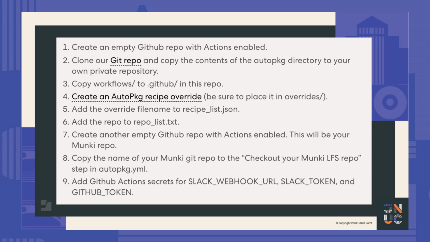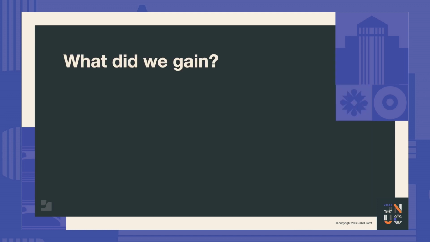And that's actually why I'm here today, because I wanted to give you a deep dive and go step by step through the GitHub Actions workflow to set up a very basic AutoPkg workflow using GitHub Actions. So you can hopefully, if you choose to implement it, do it in a quarter of the time, or maybe even less. Before I dive into that, I wanted to briefly cover what we gained and why this is such a vital process to implement.